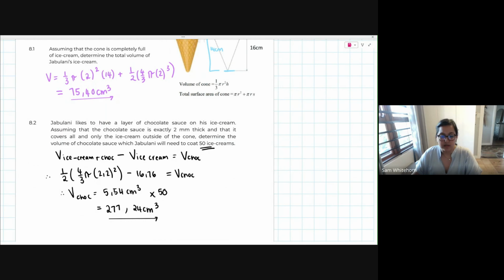And then what would be a nice sort of follow-on question or an add-on question to this is they could have asked you for this in milliliters. And then just remember that 1 centimeter cubed is equal to 1 milliliter. So this is 277,24 milliliters. Like I say, they could have asked you, they didn't ask you in this case, just a nice sort of add-on question to have there.